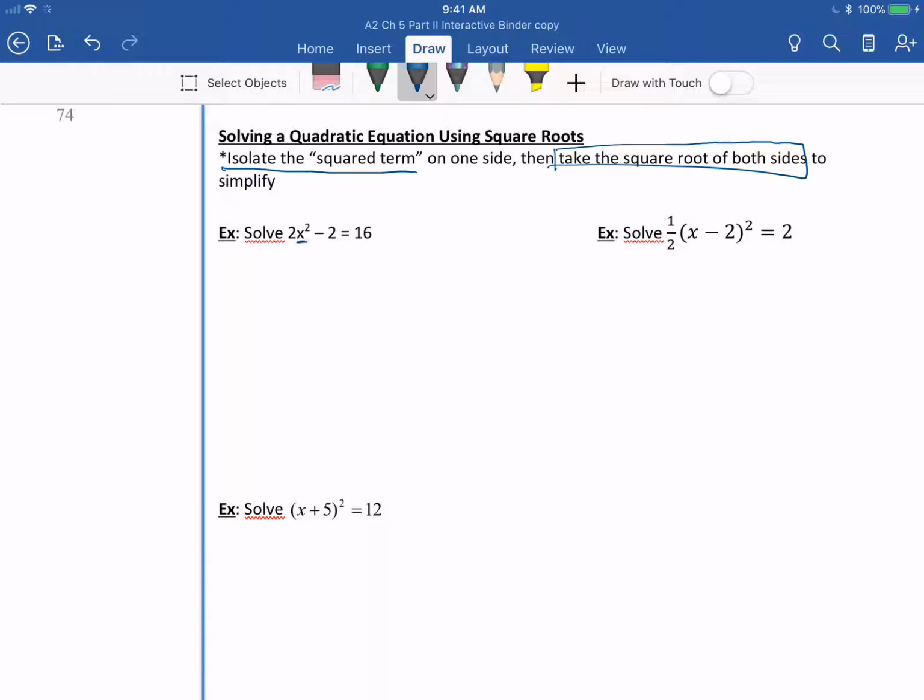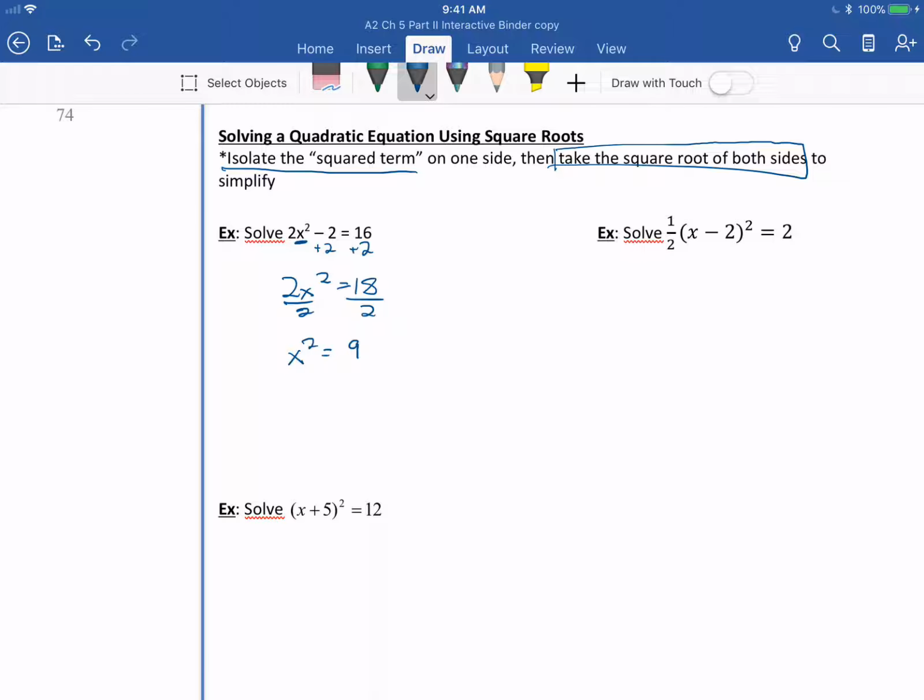So I want to isolate the squared term in this one right here. Just like we've always solved equations, I have to add the 2 over. So I have 2x squared is equal to 18. And then I have to divide by 2 to get that squared term by itself. So now I have x squared equals 9.